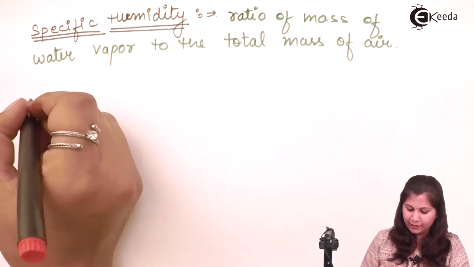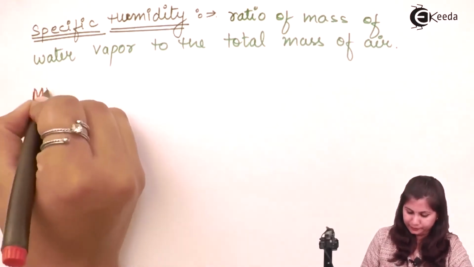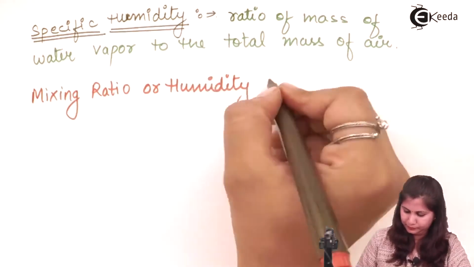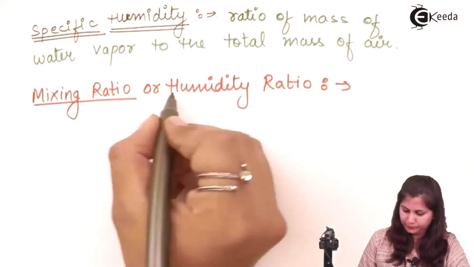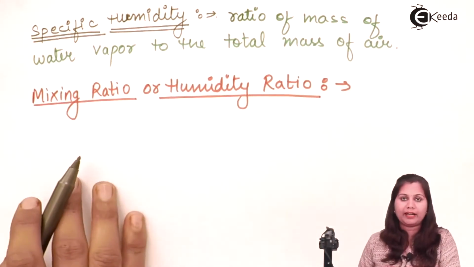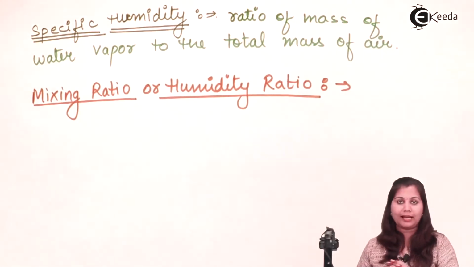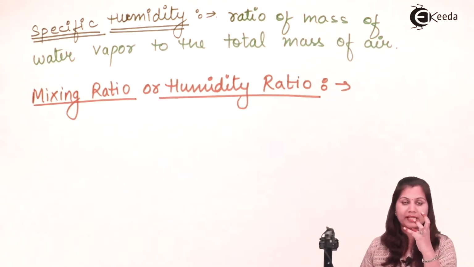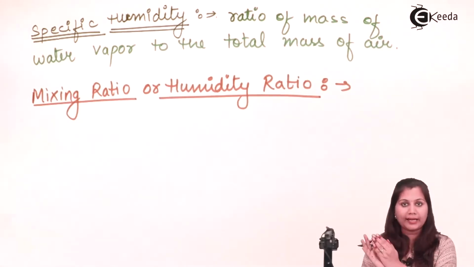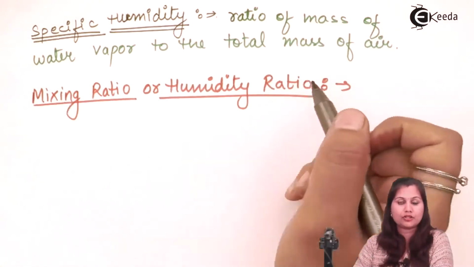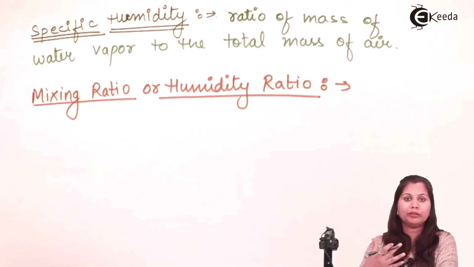Next is the mixing ratio or humidity ratio. The mixing ratio is defined as the mass of the water vapor to the mass of the dry air. That means how much water vapor is present in how much amount of air. What is the dry content of the air and what is the wet content of the air. So that is the mixing ratio or humidity ratio, how much humidity is present with respect to the dry content.